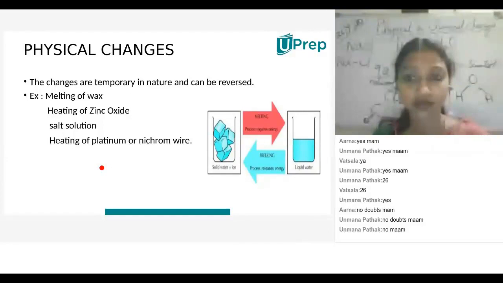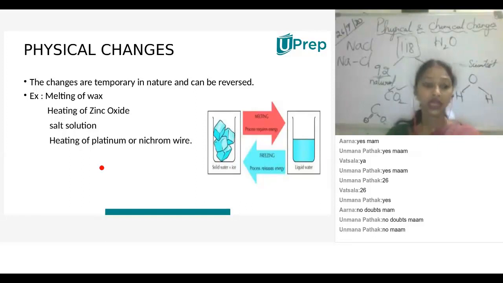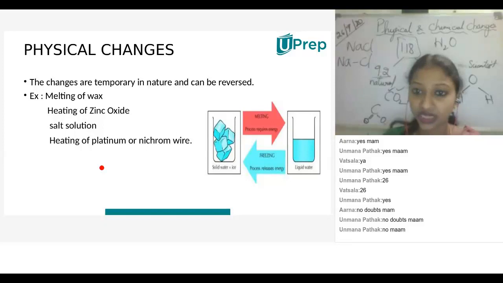What about this yellow color? Is there any chemical change that occurs? No. Any change in color, shape, size, rigidity meaning strongness, whether from solid to liquid, liquid to gas, fluidity meaning liquid in state, these are only the external features, right?